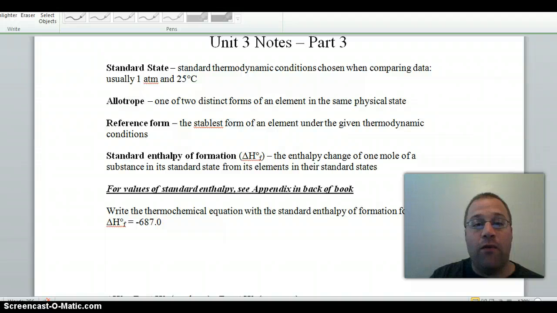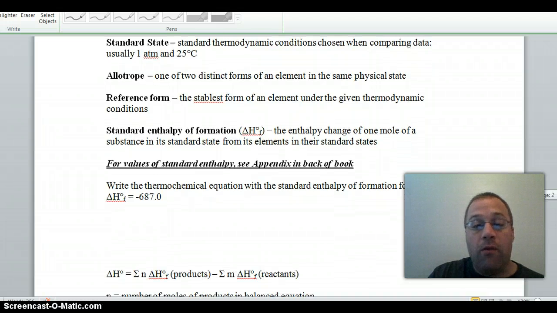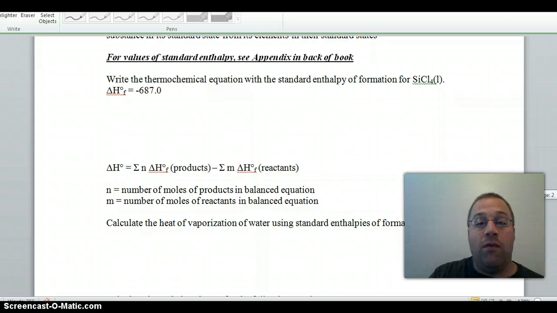Another way to solve for delta H for a reaction is to use the heat of formation, or the standard enthalpy of formation. You can notice down here where it says standard enthalpy of formation, you have delta H with a degree sign and F, and all the degree sign means is that at a standard state, so standard temperature and pressure, which is usually 1 atmosphere and 25 degrees Celsius, or 298 Kelvin, that's the heat that is either created or released or absorbed based on the formation of that individual thing.